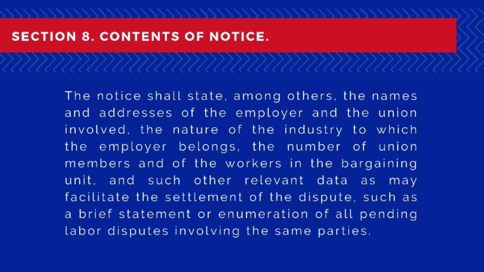Section 8. Contents of notice. The notice shall state, among others, the names and addresses of the employer and the union involved, the nature of the industry to which the employer belongs, the number of union members and of the workers in the bargaining unit, and such other relevant data as may facilitate the settlement of the dispute, such as a brief statement or enumeration of all pending labor disputes involving the same parties.